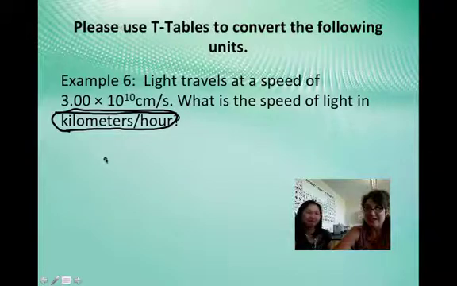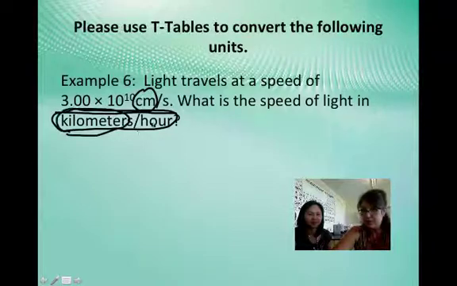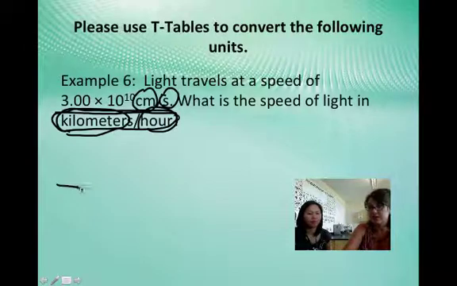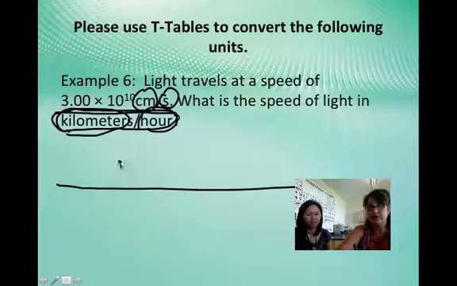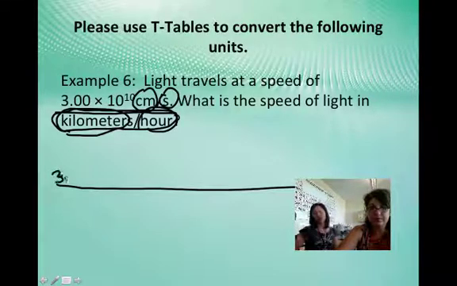Okay, so we have 2 things to worry about. We go centimeters to kilometers. We don't go prefix to prefix. We got to go home first. And then seconds to hours. So we have 2 things to deal with, but we only need 1 T table. We can do it all at once. But it's just a long T table.